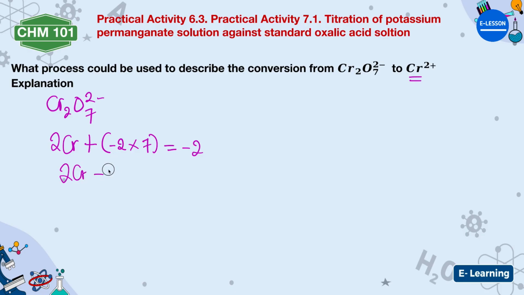Minus 2 times 7 will give us minus 14 is equals to minus 2. So 2Cr would be equals to, if this minus 14 crosses to this side, becomes minus 2 plus 14. And then 2Cr, minus 2 plus 14, my dear student, will give us what? Minus 2 plus 14 will give us 12.